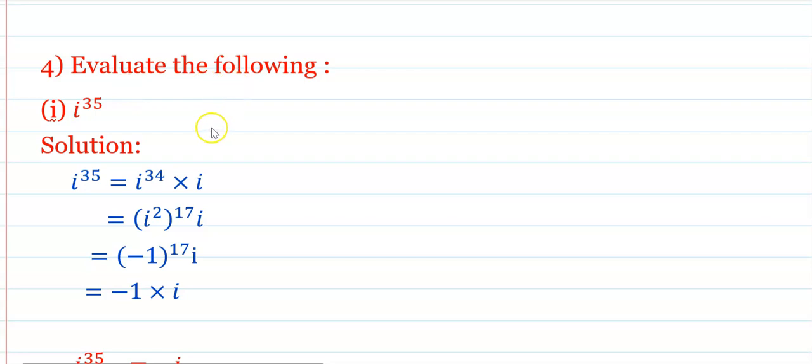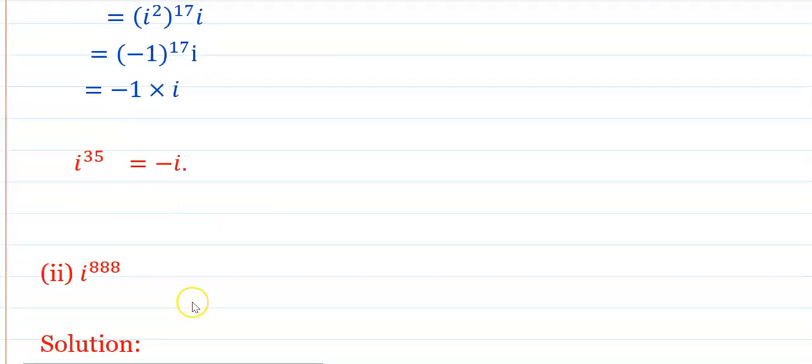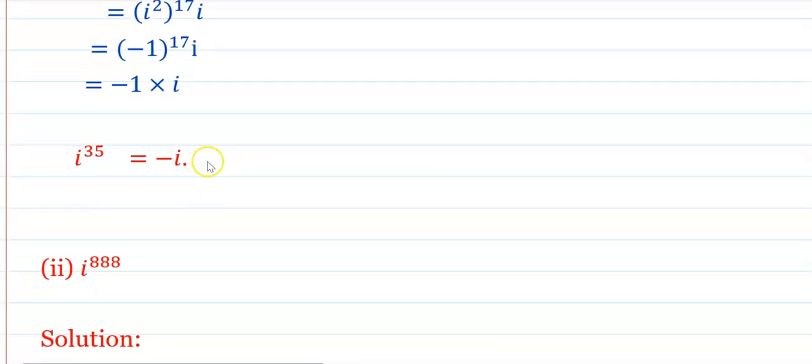Next. Evaluate the following. i raised to 35. i raised to 35 is equal to i raised to 34 into i. Every time we take the even power out, and then it becomes fast. That means (i square) raised to 17 into i. i square means minus 1. Minus 1 raised to 17, overall minus 1 raised to an odd number is minus 1. Minus 1 into i, overall you are getting minus i. Hence i raised to 35 is minus i.